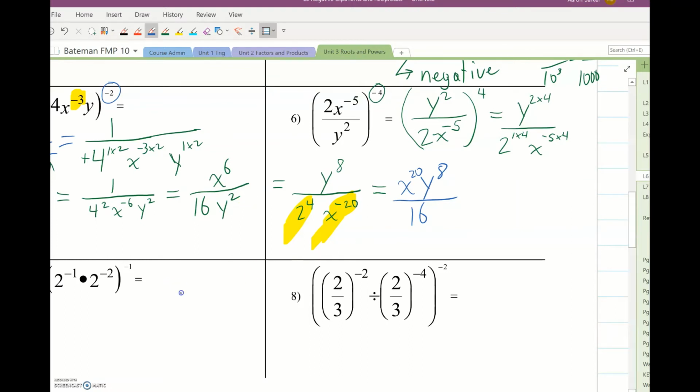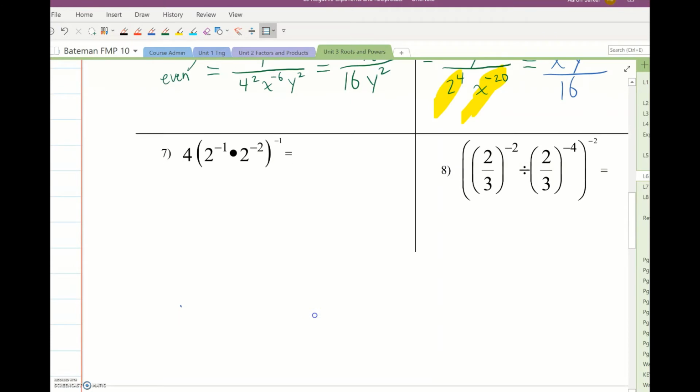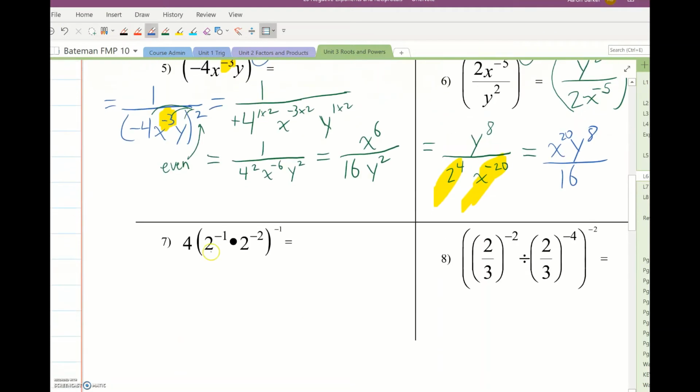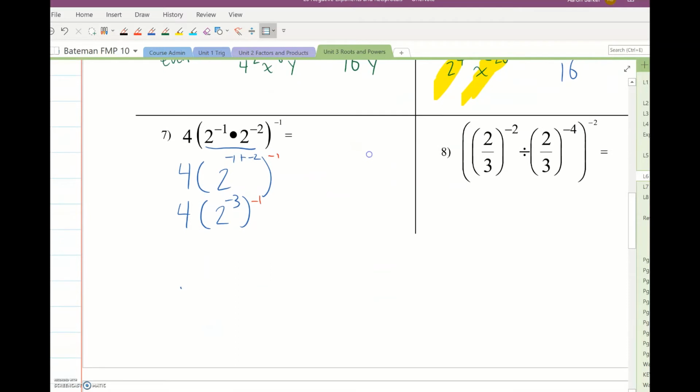What we can do is start by multiplying in. Let's multiply these two together. Go for it. What do we do when we multiply the same base? Add your exponents. So negative 1 plus negative 2. And you're going to get 4 exponent 2 negative 3. Okay. So I like to try and fix my inside the brackets if I can, simplify it a bit.